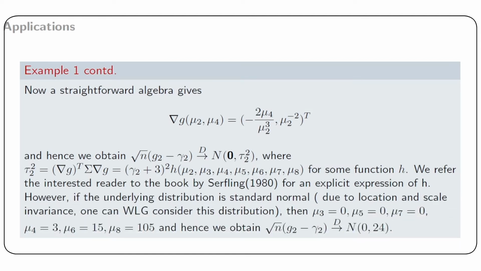Now a straightforward algebra gives the gradient vector of g evaluated at mu2, mu4 as a vector with two components: minus 2 times mu4 divided by mu2 cube, and mu2 to the power minus 2. Therefore, using the previous results and the delta theorem, we obtain the large sample distribution of G2 as again a normal with mean 0 and variance tau 2 square, where tau 2 square can be evaluated as gamma 2 plus 3 whole square multiplied by some function H of mu2, mu3, mu4, mu5, mu6, mu7 and mu8.